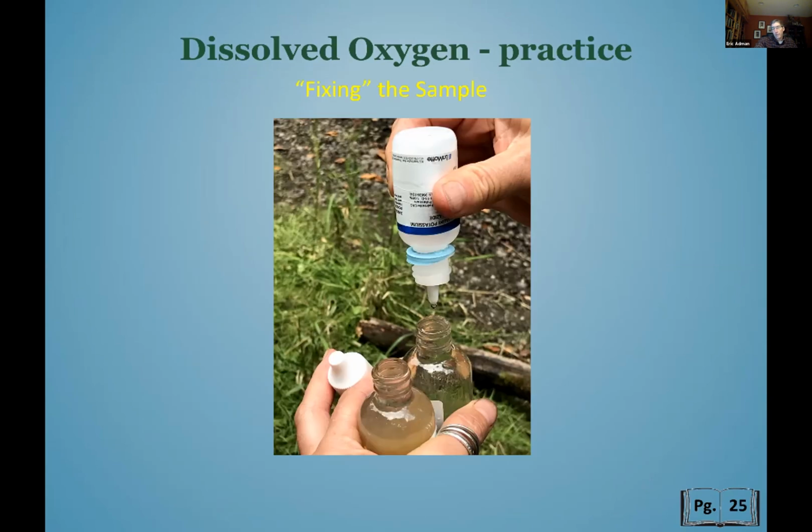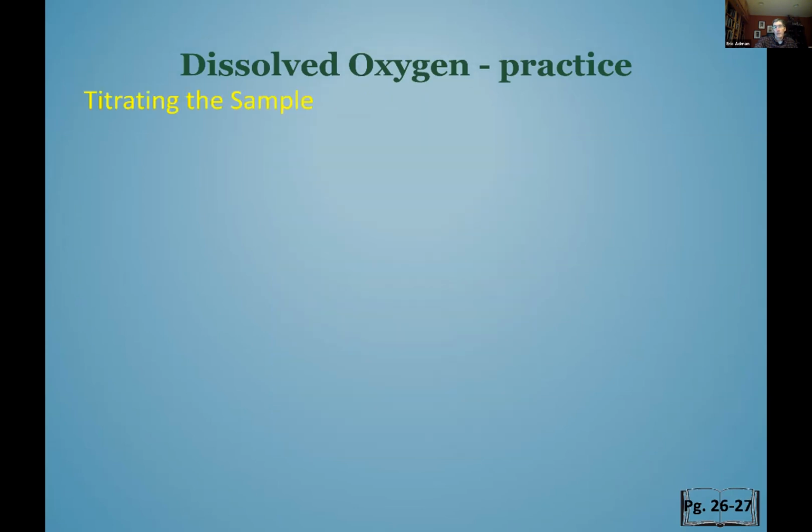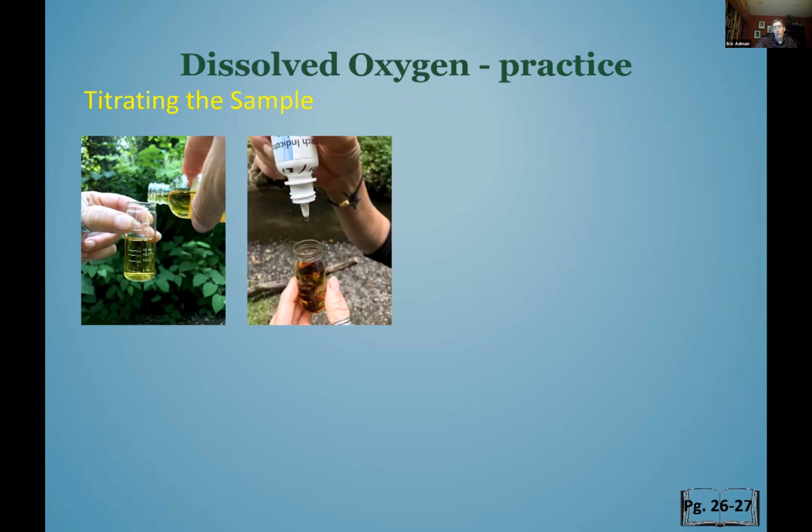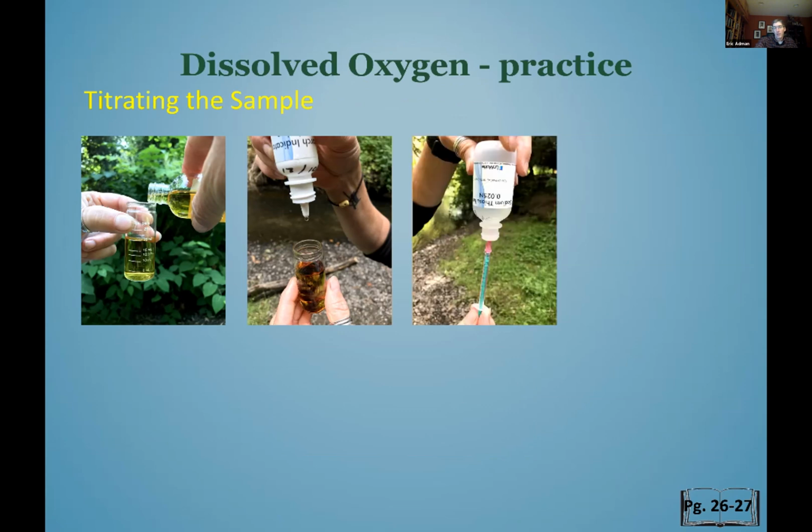Then you'll add a series of reagents in what's called fixing the sample. The final part that you're going to do once you have the sample fixed is what's called titrating the sample, where you use some additional reagents and go through a process to come up with the parts per million of dissolved oxygen, or milligrams per liter. These are just some shots of the different component parts, which we'll go through in the video.